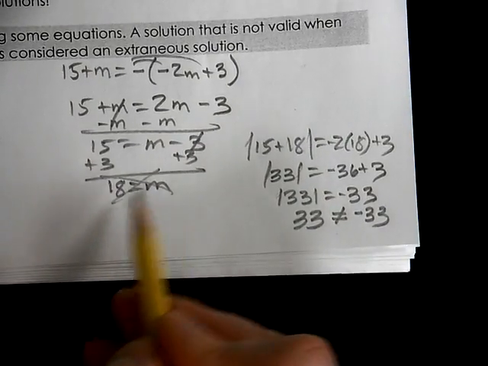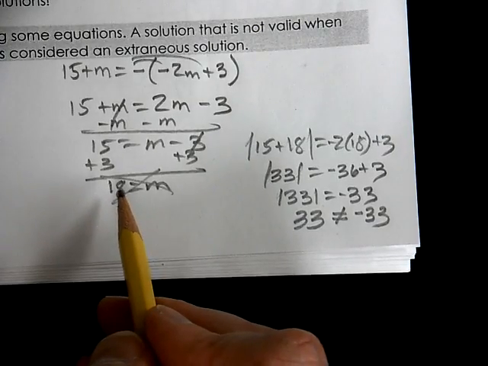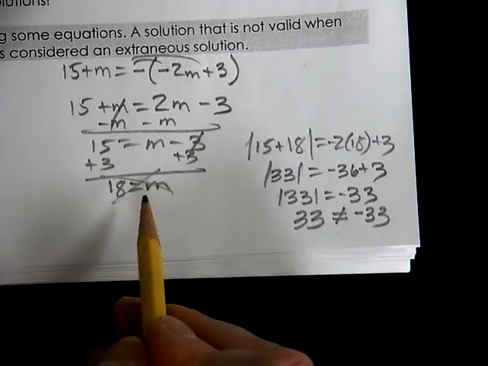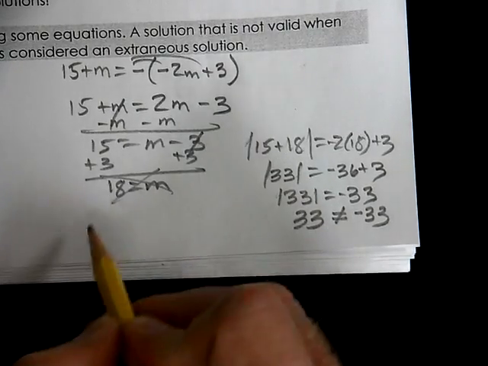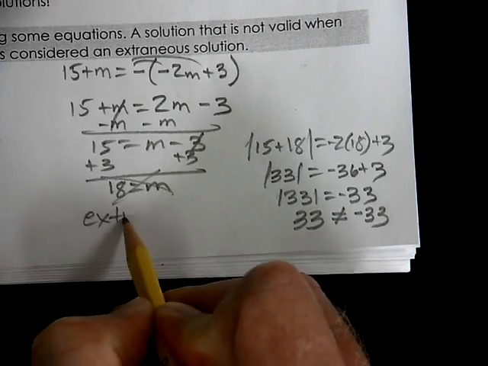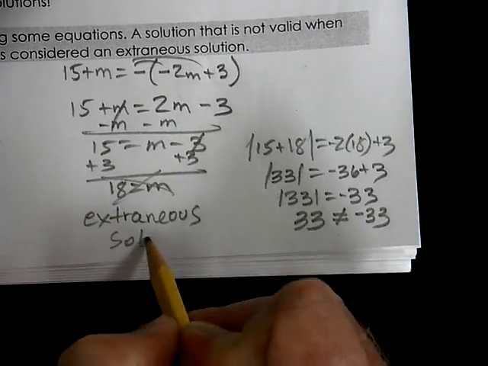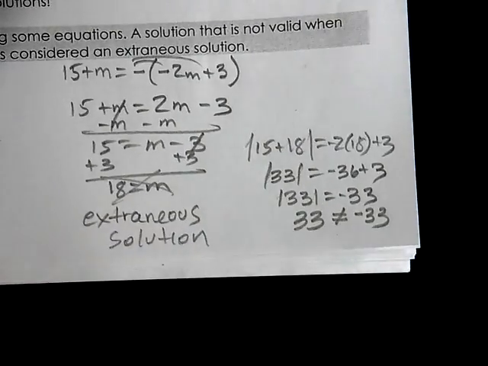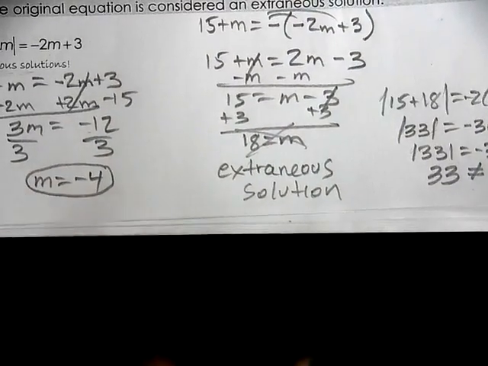And we make a light X over your answer. Don't erase it. Don't ignore it. That's your extraneous solution. So you put a light X through it. And then we write the word extraneous, just the way it sounds. Solution. So we have one real answer. We just have negative 4 as our answer.